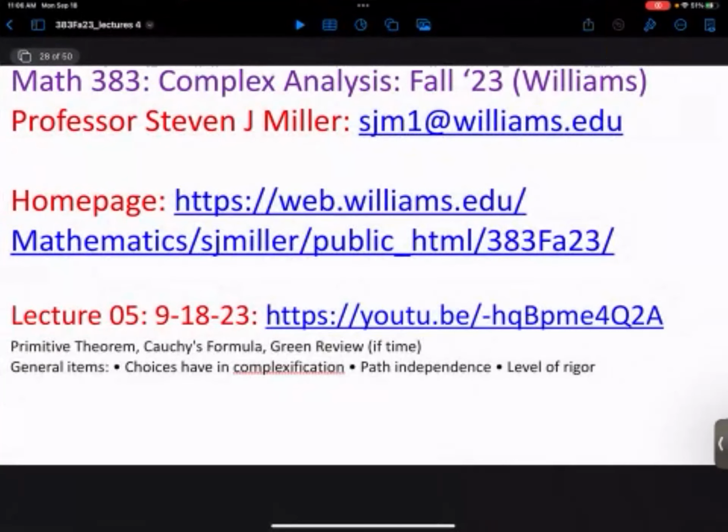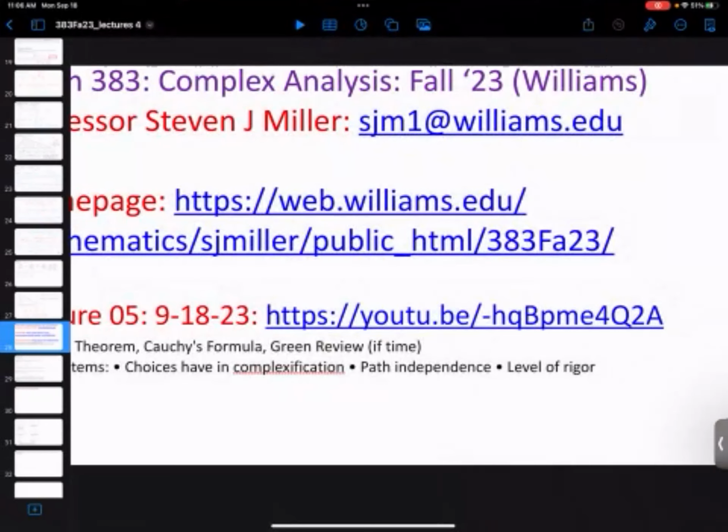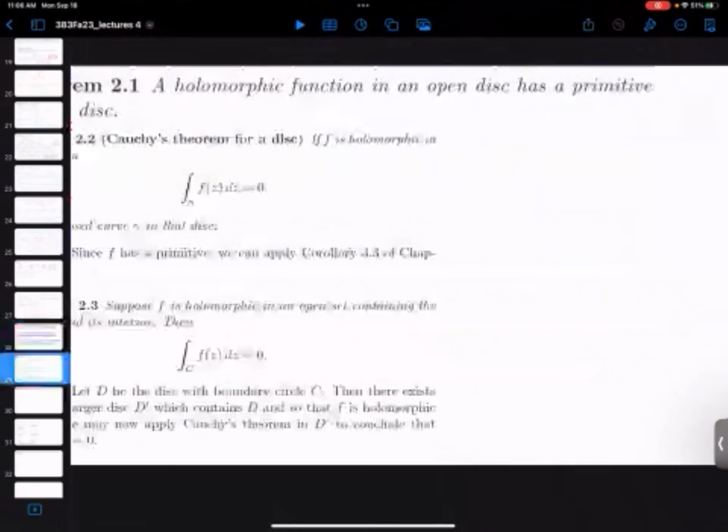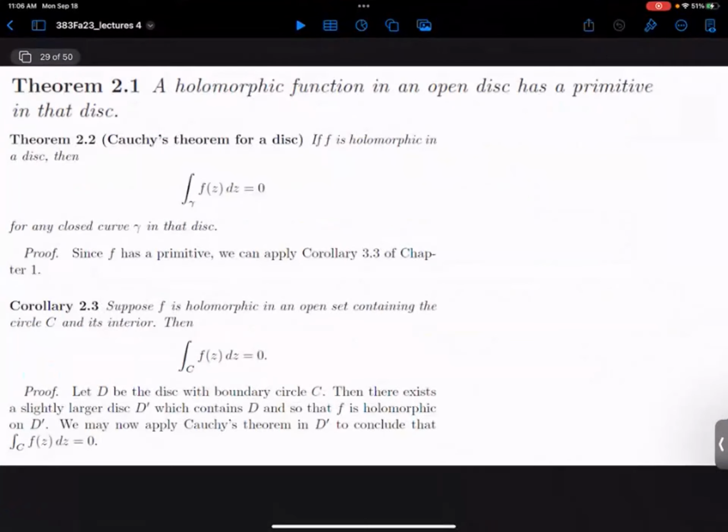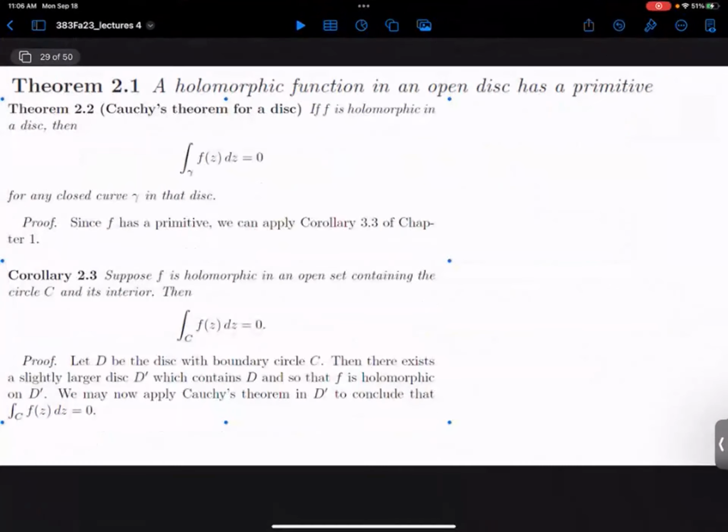So welcome to 383 Complex Analysis. This is lecture 5, and what I want to do today is talk about the primitive theorem and Cauchy's theorem. There probably won't be much time to get to Green's theorem today. So hopefully this is good. And I've got another iPad set up so I can see that the slides are making it. And I will be monitoring the chat in case anybody has a comment that I am not hearing from the audio.